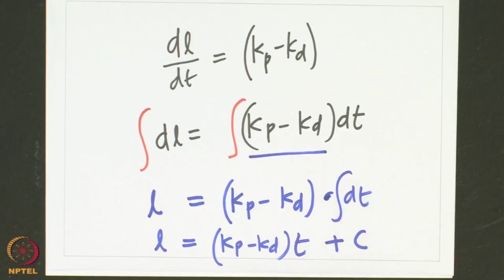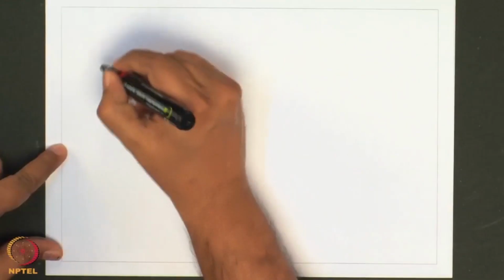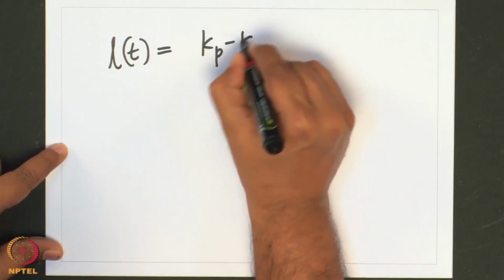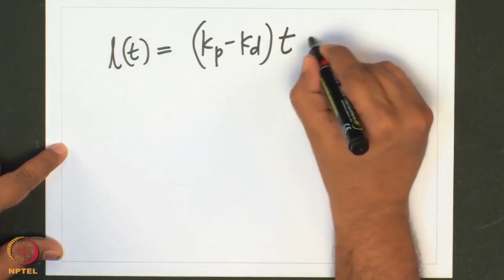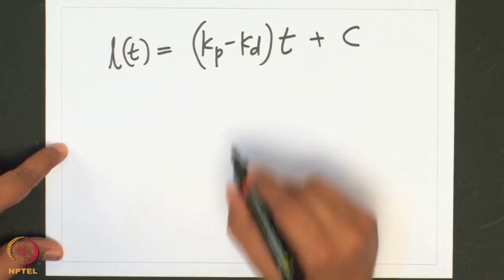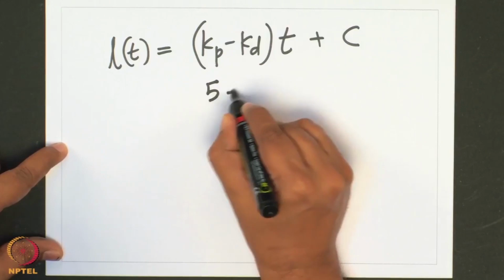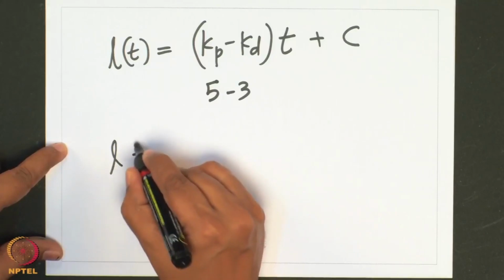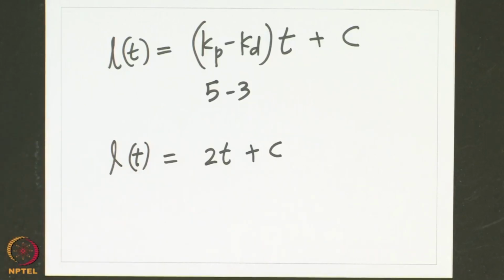Let us think about this a little bit more. What does it tell me? This says the length at any time t is, if I know these rates, the polymerization rate and depolymerization rate are constant, times t plus a constant. This c we do not yet know. We know Kp and Kd, and we put them as 5 and 3. So, I will put 5 minus 3, which is essentially 2. So, L of t is 2t plus this constant c.